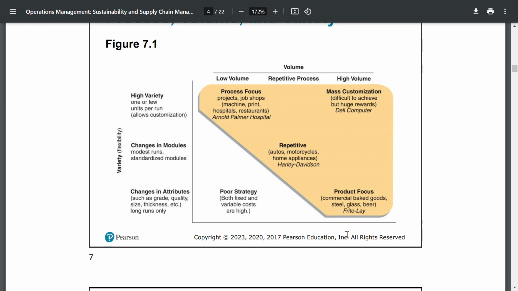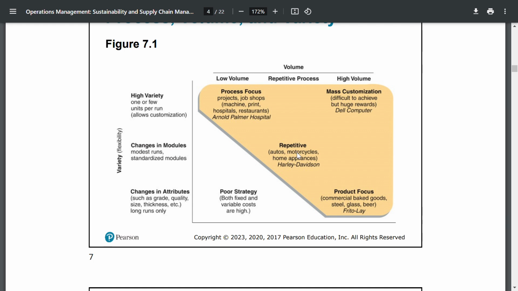It's high volume and very little changes in the attributes. So how would you change a baked good? You cannot have a lot of variety in it. So there's very little variety. You're going to make goods. Okay, maybe you add croissant with cheese. Then you have croissant with chocolate, croissant without any additives. So these are some little changes in attributes, not major changes like when we do the repetitive strategy.